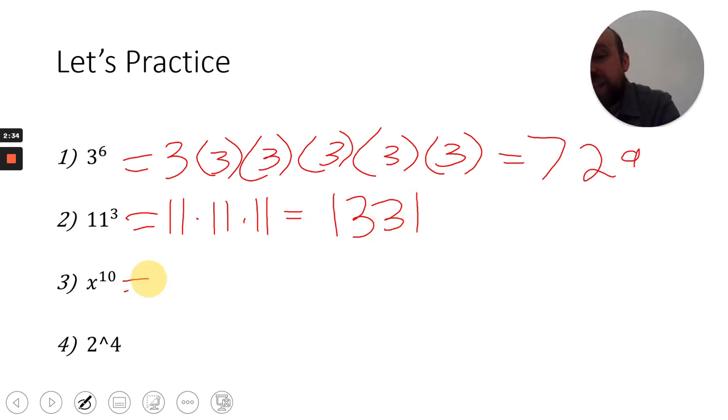X to the 10th power is the same thing as writing x 10 times. So 1, 2, 3, 4, 5, 6, 7, 8, 9, 10.